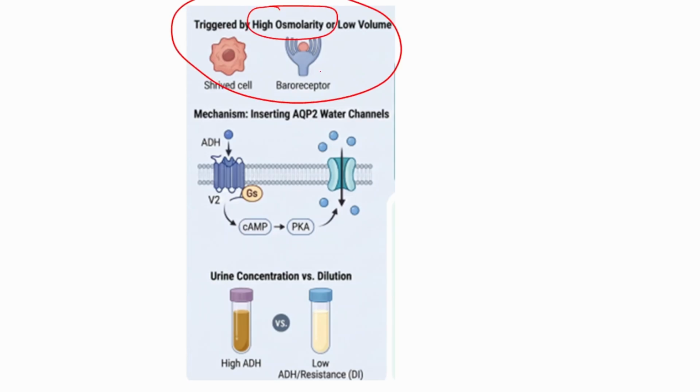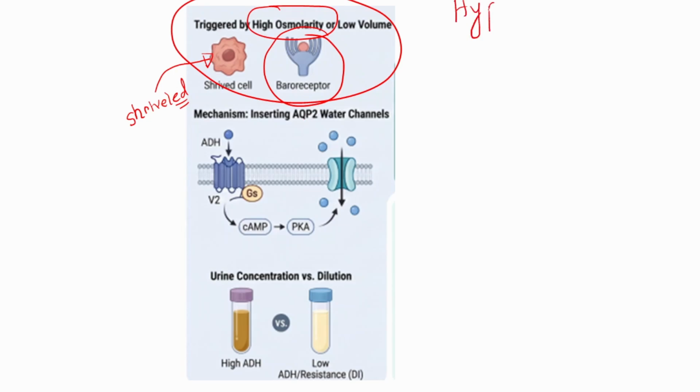This high osmolarity is detected when body fluids become too concentrated or salty, causing cells to lose water and shrink. This cell represents a shriveled cell, which means a dehydrated cell. And the low volume will be detected by the stretch receptors in the blood vessel, which are known as baroreceptors. Both of these trigger the hypothalamus to release ADH.